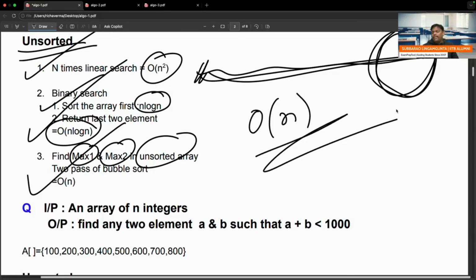If I want to apply binary search, the problem is the array is unsorted. Unsorted, you have to sort. After sorting, n log n is over. Comparing, order of n is better. So the third one is the answer for this.